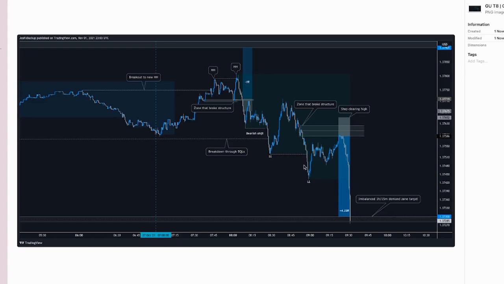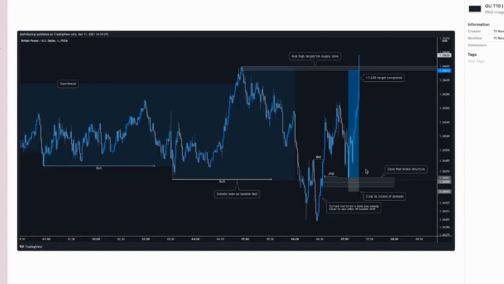But then when we broke down and started shifting to the bear trend, rather than selling with a very tight stop over this high, I also went and accounted for this previous supply zone as well, just to make sure that if we do push up, we still remain in the trade.